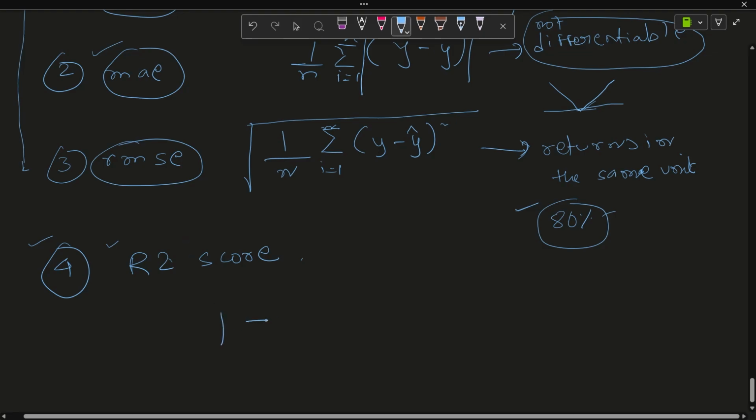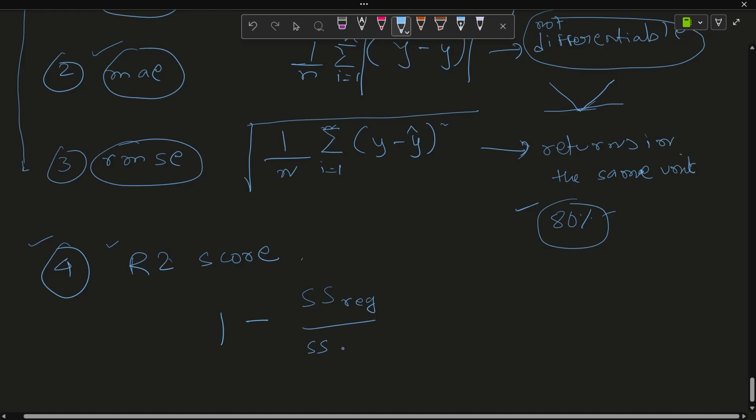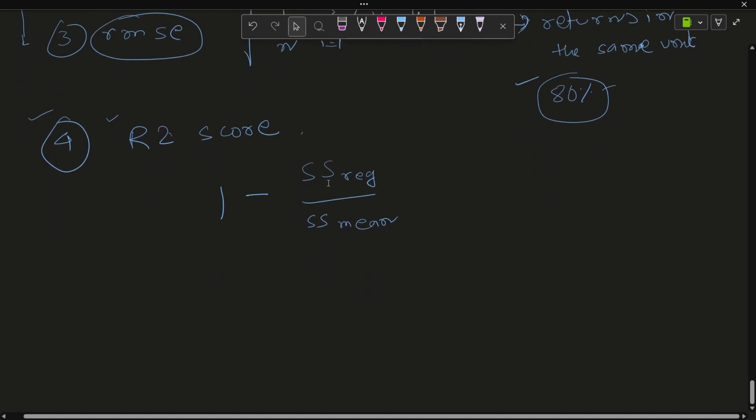It is the sum of squared error of the regression line and the sum of squared error of the mean line. What do I mean by the regression line and the mean line? Obviously you know the regression line, right?